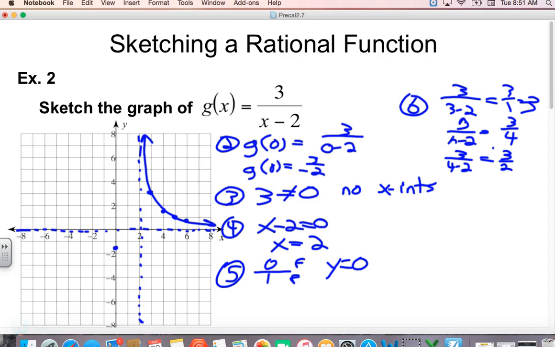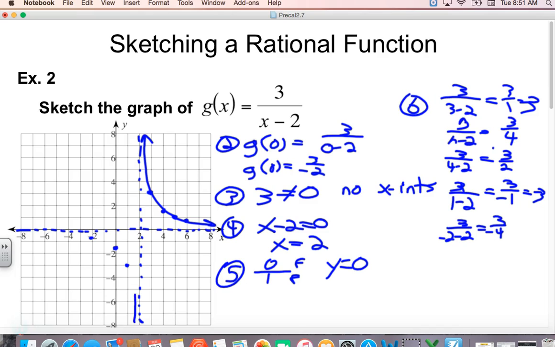Now let's find some points that are negative. So maybe plug in a positive 1, because it's on the left side of the vertical asymptote. So 3 over 1 minus 2. That's 3 over negative 1, which is negative 3. So we plug in 1, we get negative 3. And then maybe something out to the other side of the y-intercept, so let's plug in negative 2. So we get 3 over negative 2 minus 2, which is 3 over negative 4. So negative 3/4 when we plug in negative 2. So negative 2, negative 3/4, somewhere in there.